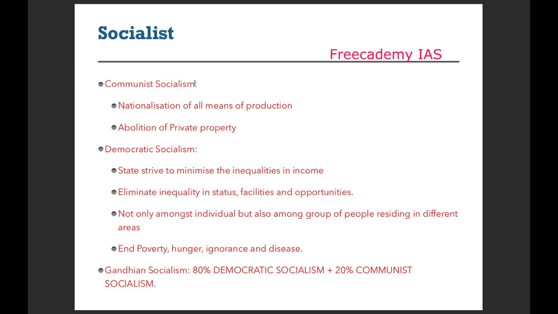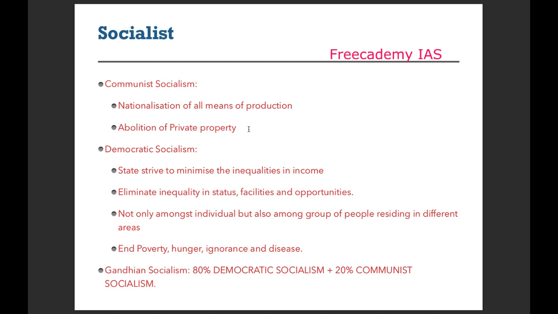Communist socialism is where the government controls all the means of production. There will be nationalization: steel manufacturing will be done by the government, education by the government, all business will be conducted by the government. There will be no private property. It is a very extreme concept of socialism. Government will give work to everyone, and whatever work is assigned to them, they will get wages, and they will buy things with that. Everything is controlled by the state, by the government.